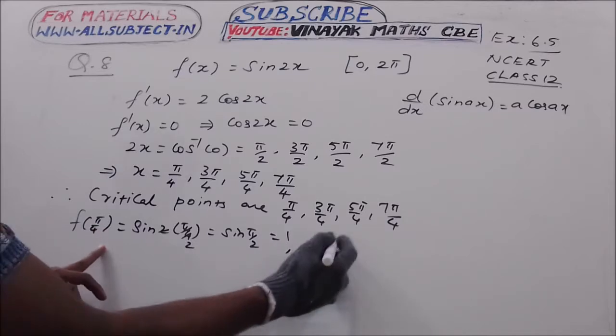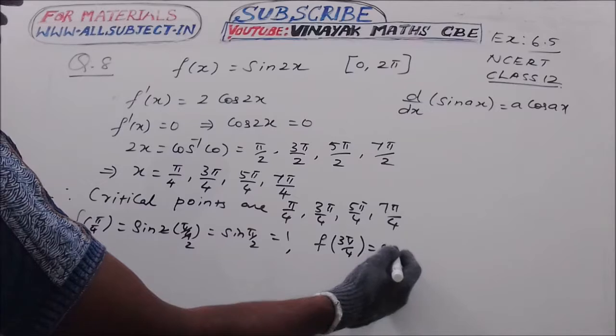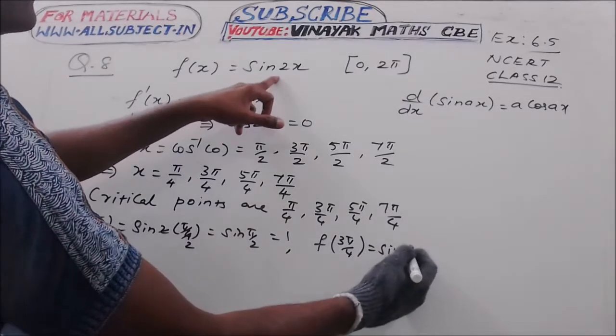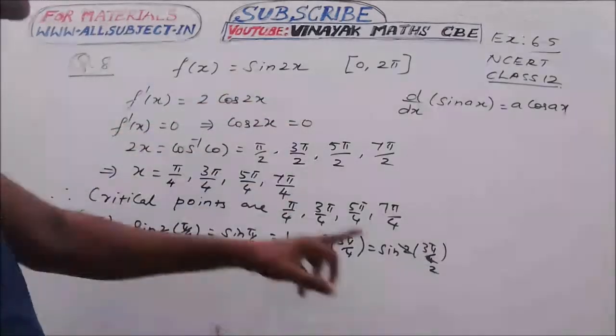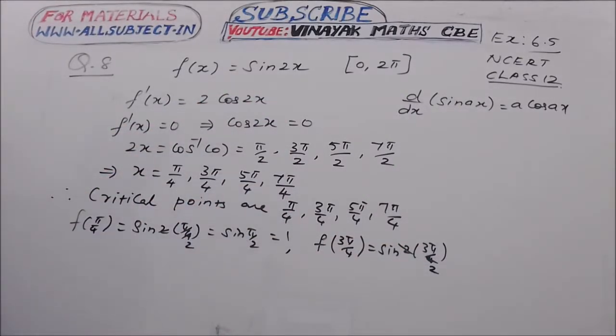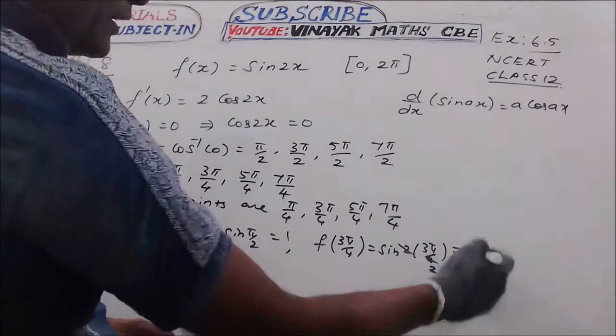And then f of 3 pi by 4 is equal to sin 2 into 3 pi by 4, cancelling by 2, we get 3 pi by 2, that is 270. So sin 270 is minus 1.